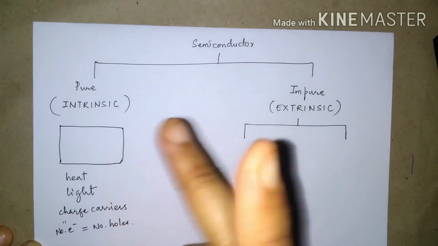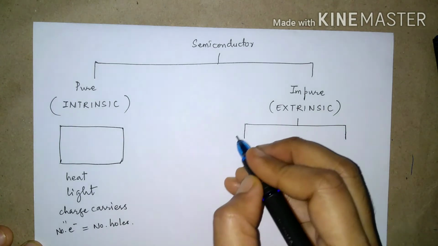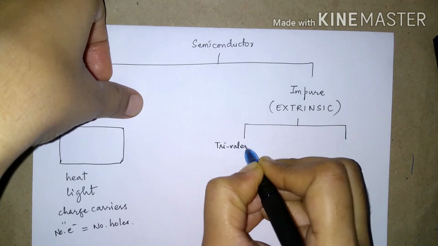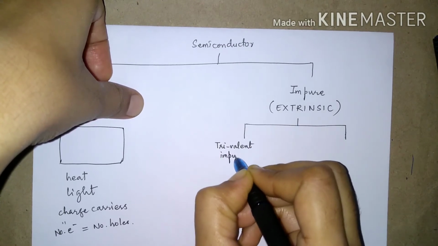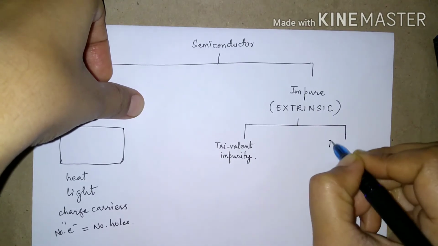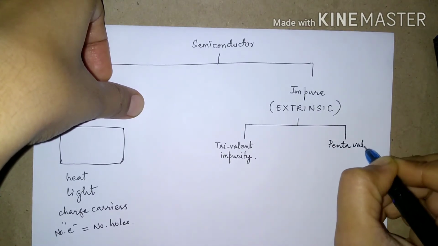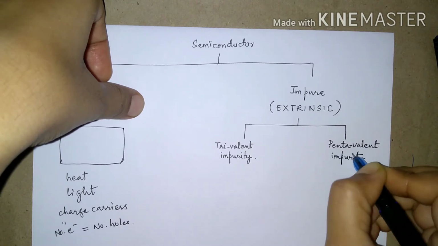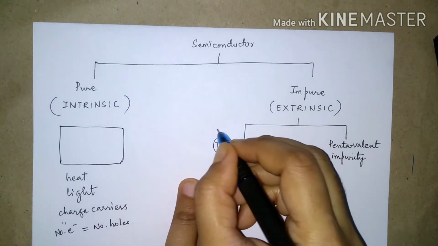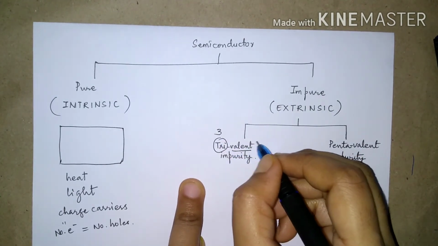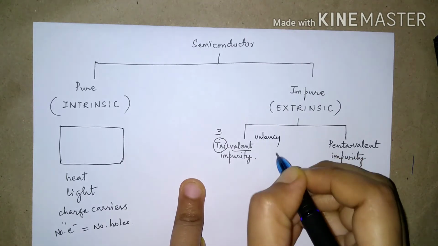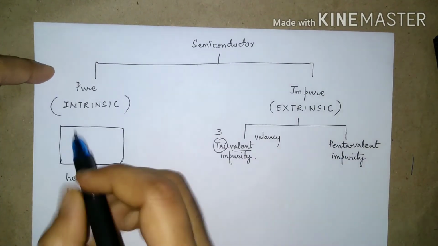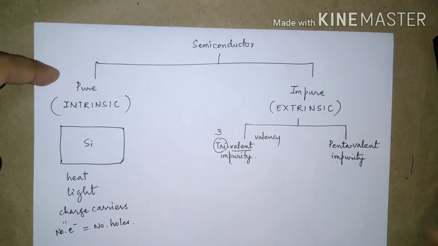Here, after the process of doping, we can add two different types of impurities. One is trivalent impurity and the other is pentavalent impurity. Tri is nothing but 3, valent is nothing but valency. Impurity is something which is an extra element that is introduced into pure silicon or germanium, whatever it is.